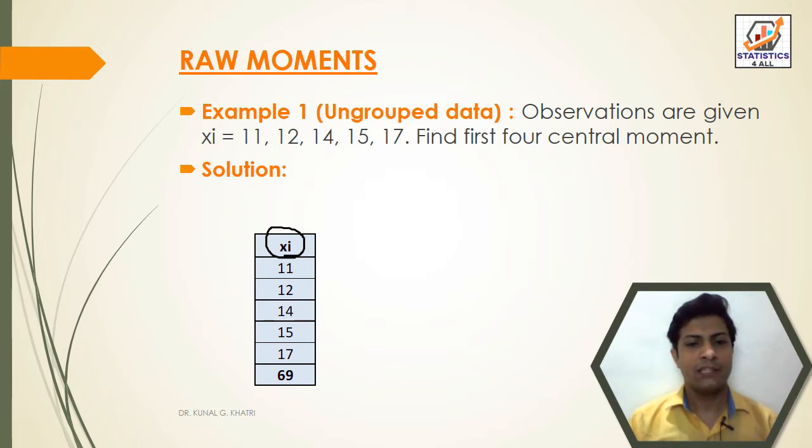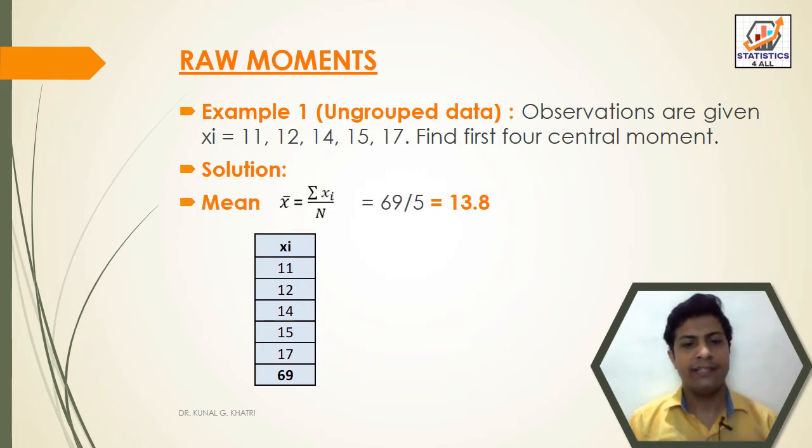I will find the sum of xi, that is equal to 69. Now after finding the sum of xi, we'll put it in the formula of the mean, that is x bar is equal to sigma xi divided by n, where sigma xi is equal to 69, divided by n, the number of observations, which is 5. So that is equal to 13.8.